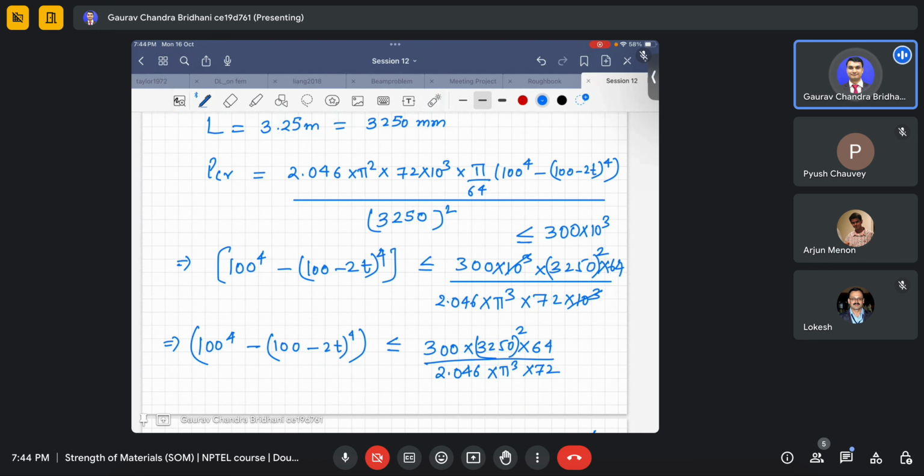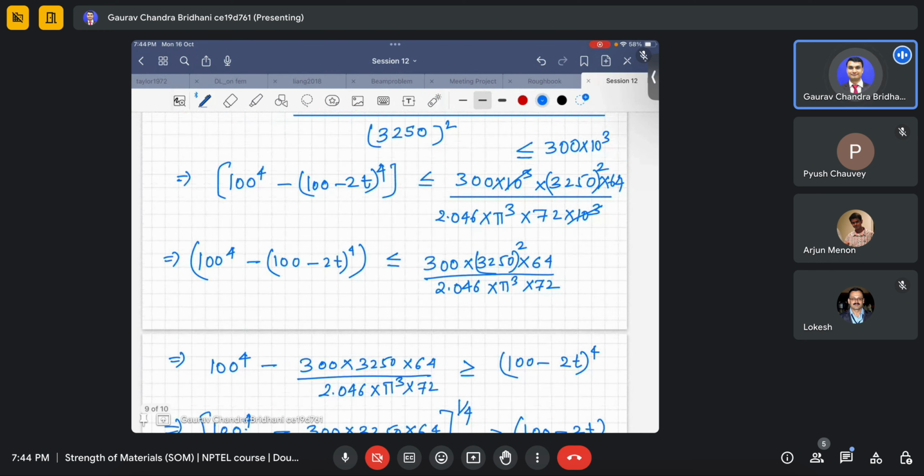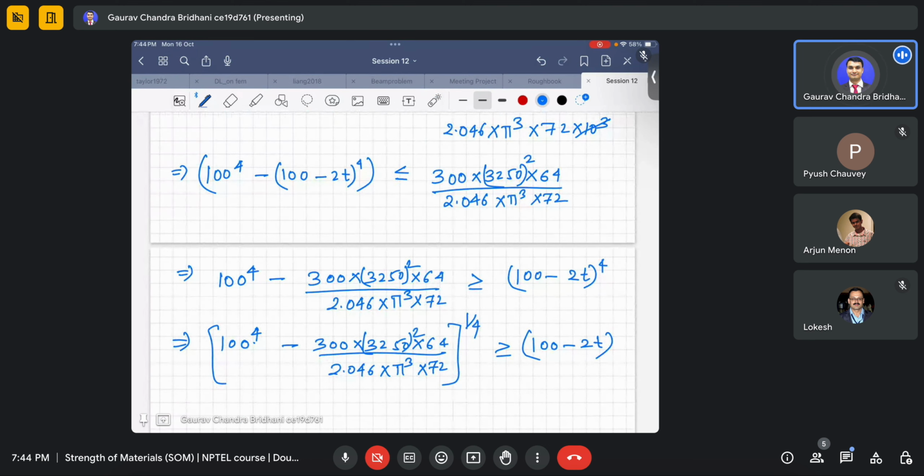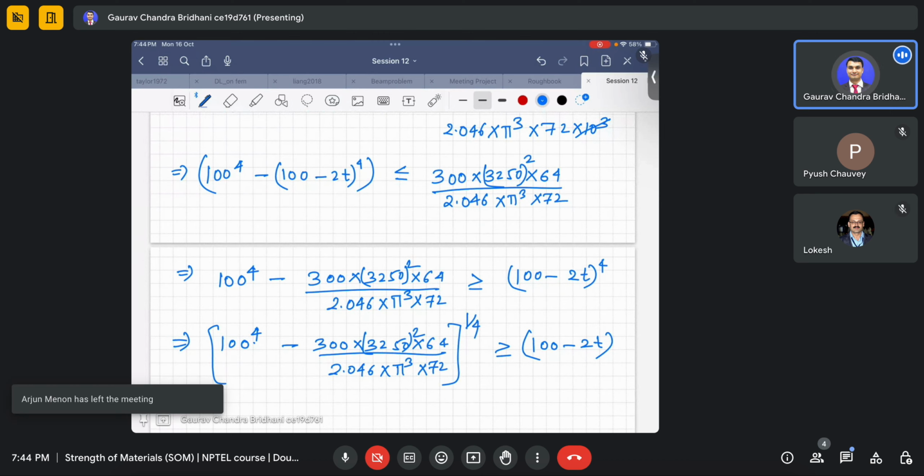It should not come near to that. So wherever you find 3250, make a square of it. Then I think it will be correct now. I'll also check. 3250 square, then into 64, that is divided by 2.046 into pi cube into 72.